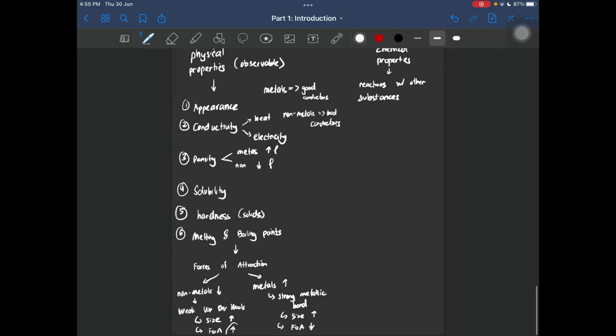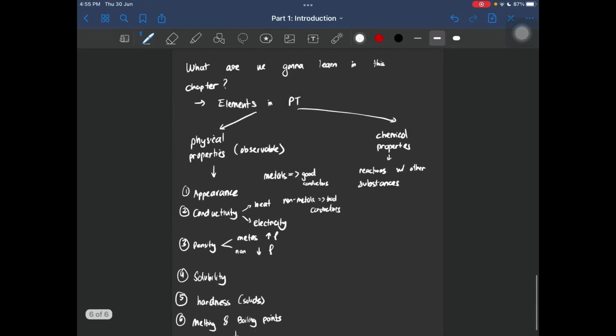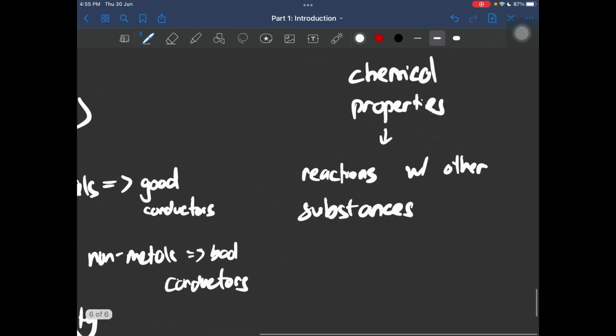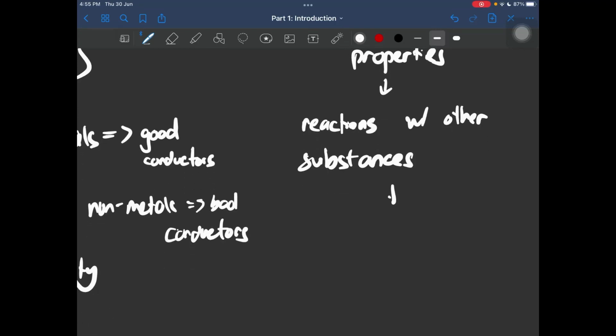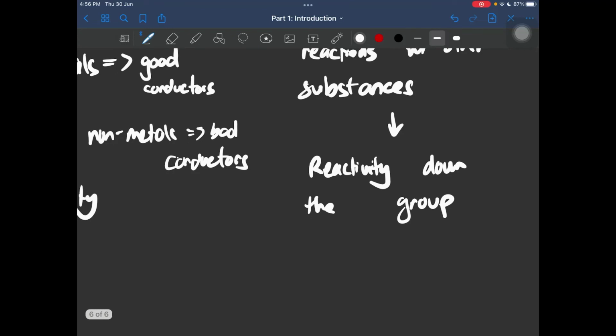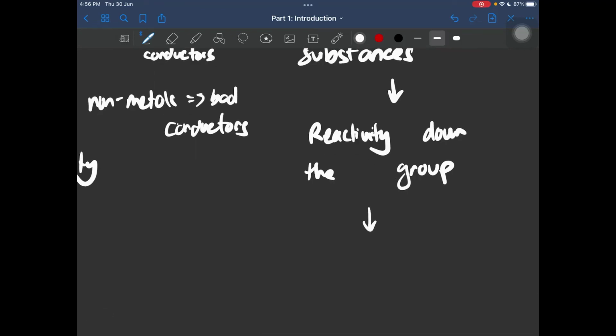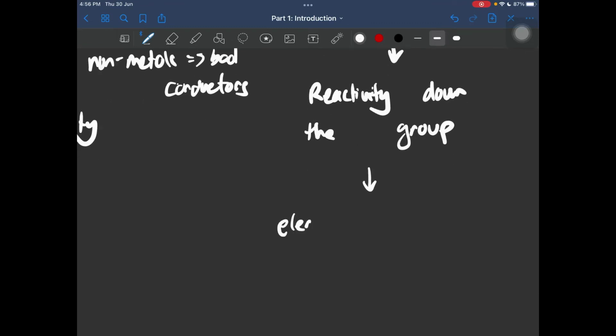All right. Next, let's look at the chemical properties. When we talk about chemical properties, we're going to learn about the reactions of these elements with other substances. We're also going to talk about the reactivity of these elements and how the reactivity differs as we go down the group. This reactivity down the group is dependent on the electron arrangement.